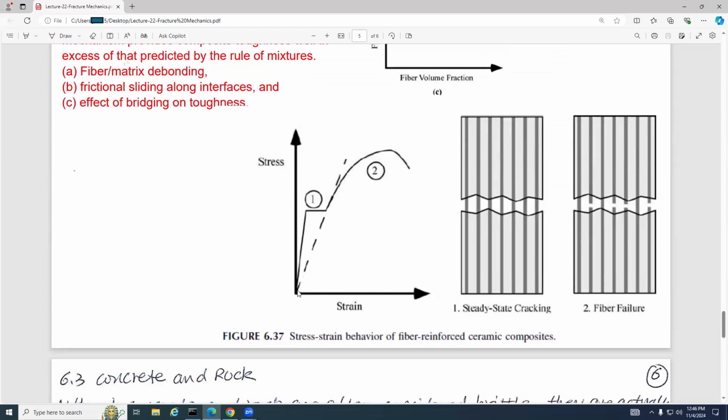So you can see here strain and stress. We go here, and you need to have more energy. More energy. Stress is constant. You need more strain, or more energy, to break the bridging fibers or bridging whiskers and then go further. So you can see steady state cracking. This is the fiber failure. See, at the very beginning it cracks, but you need to further crack all these fibers that are bridging these two parts.